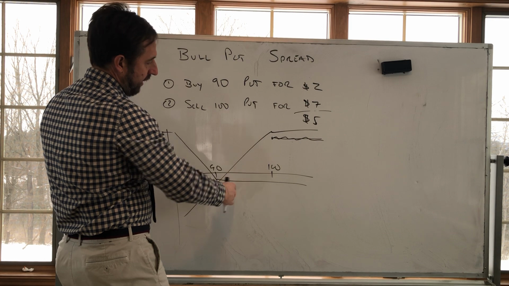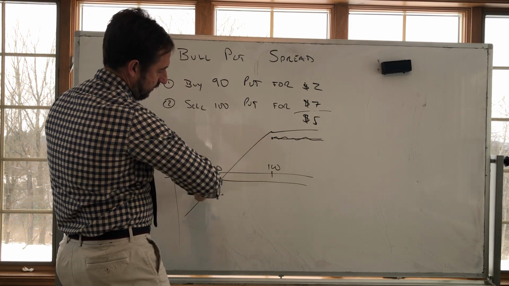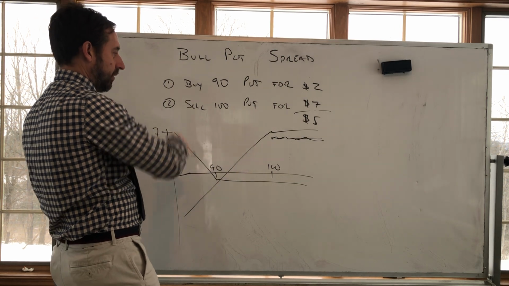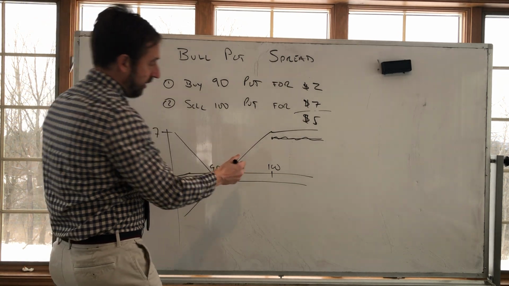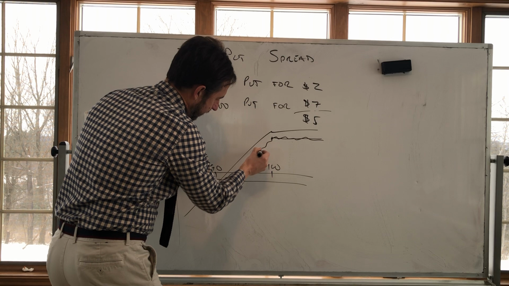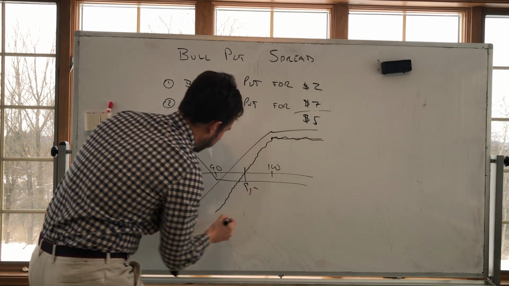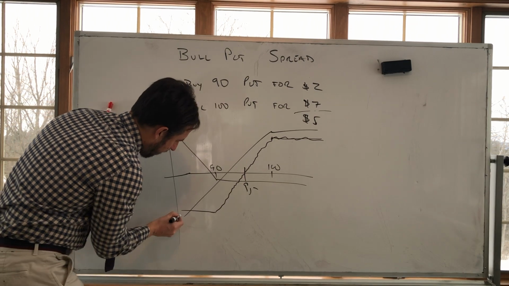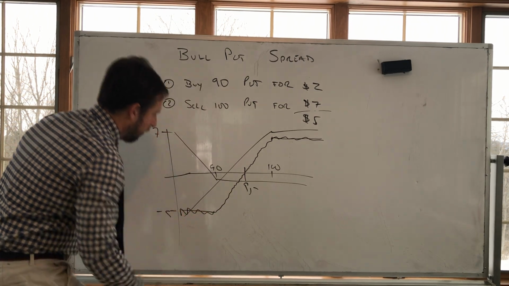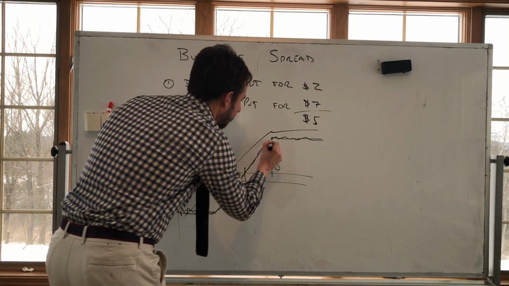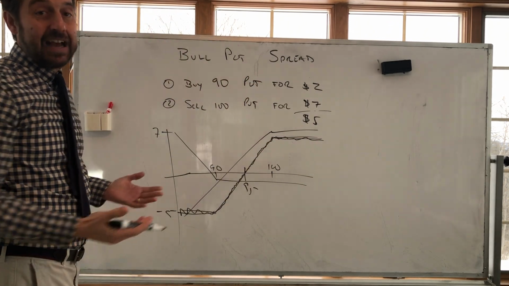Over this interval, 90 to 100, the put I bought doesn't have an effect. It's the put I sold at 100 which has an effect, so I'm going to go along with that down to here, right? This is going to cross at 95 again, and then here. So same max gain, max loss, break even, right? And again, that has to hold.